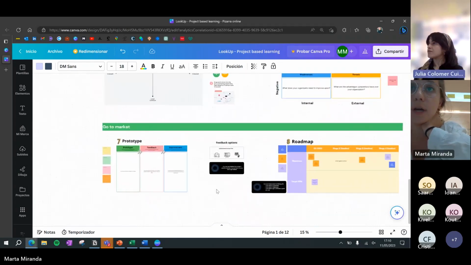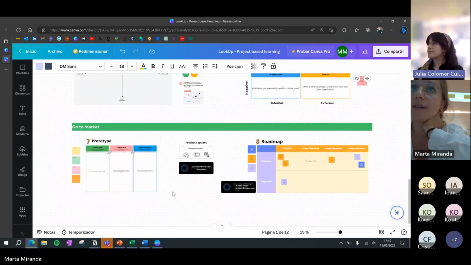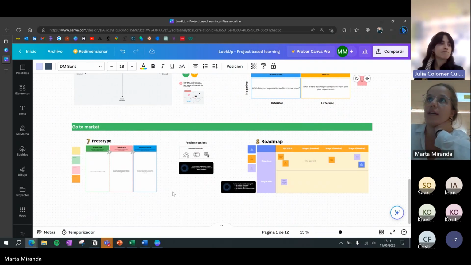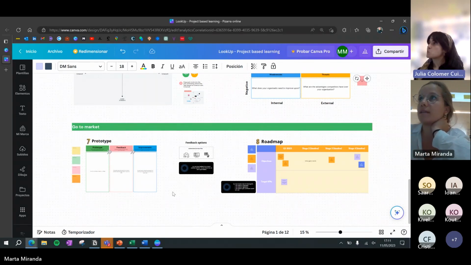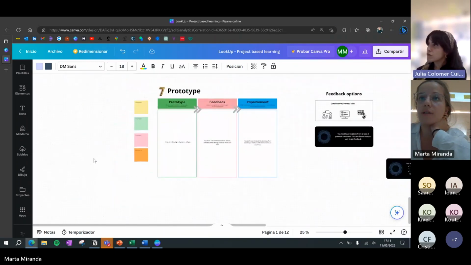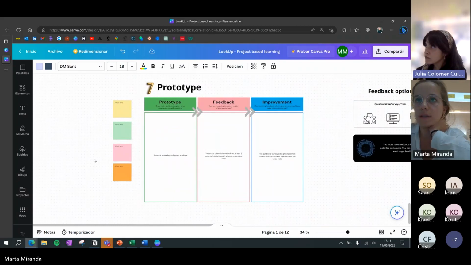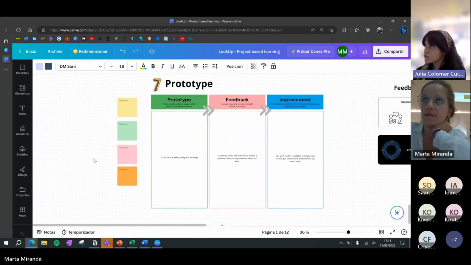And seventh, to finish, the last part of the exercise is the templates used to go to market. Here we have three steps. We don't want you to go crazy again. It's a very useful, very simple scheme to go from prototype to improvement.